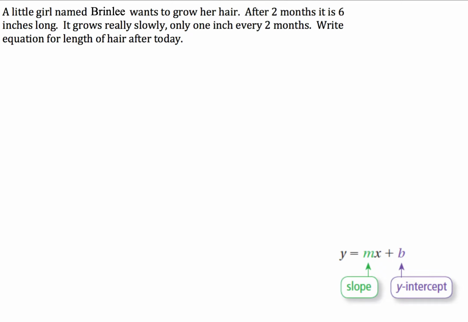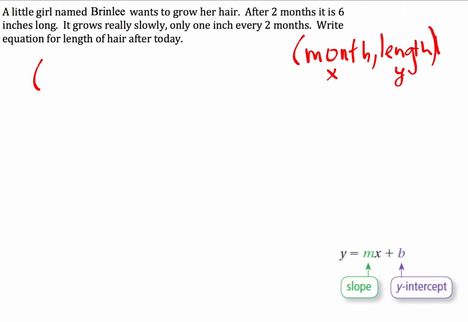All right, first, we need to define our variables. It looks like we're comparing the number of months to the length of hair, and those can be our x and our y. So we're told that at 2 months it's 6 inches long. That's actually an ordered pair.